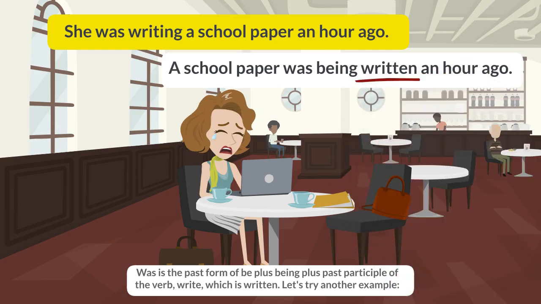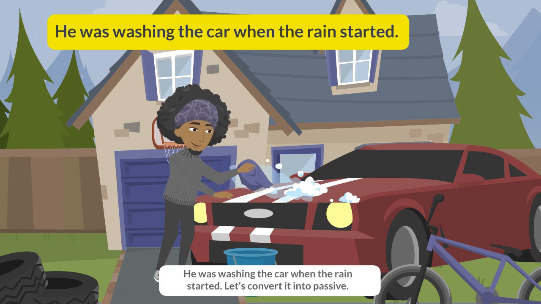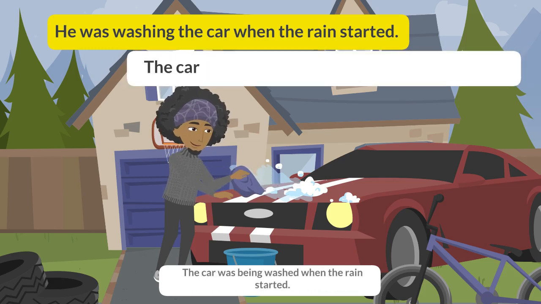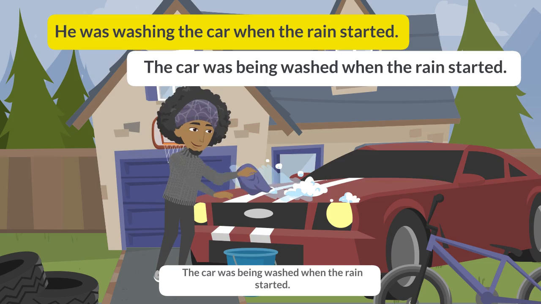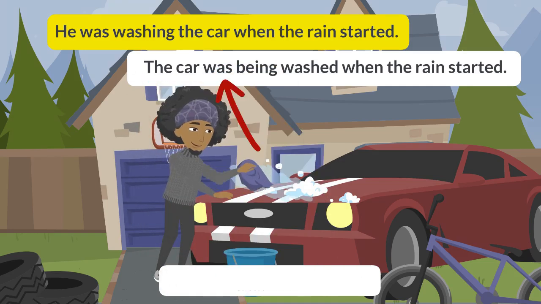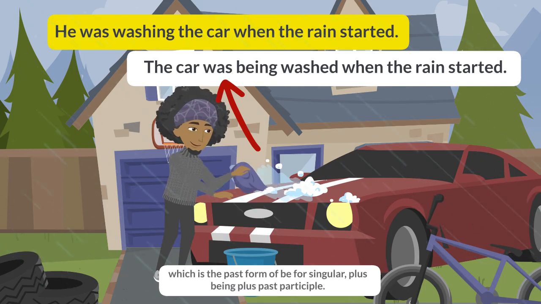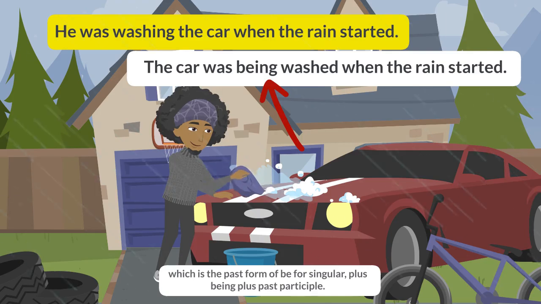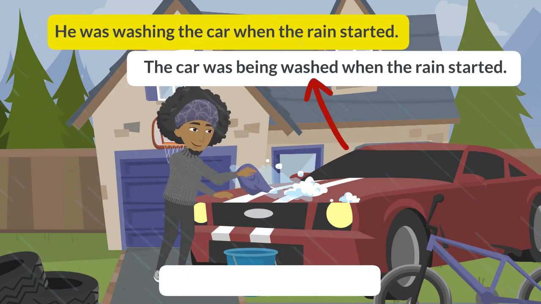Let's try another example. He was washing the car when the rain started. Let's convert it into passive. The car was being washed when the rain started. Here we have our passive subject, car, followed by was, which is the past form of be for singular, plus being, plus past participle.